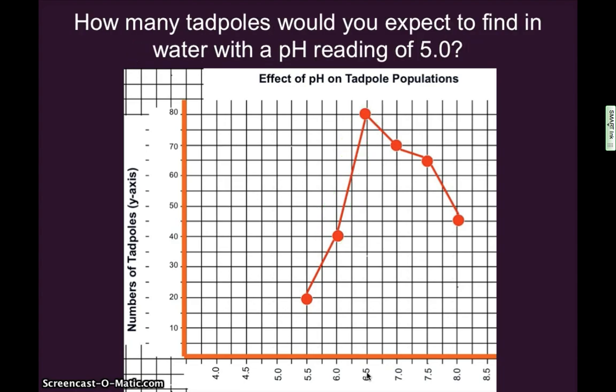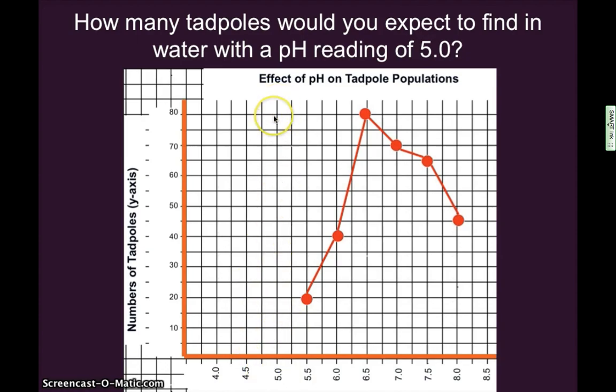On the next page, how many tadpoles would you expect to find in water with a pH reading of 5.5? So what do we need to do here? Well, we need to kind of predict where the data would be if it were represented on a piece that's not shown here. So we see a pH of 5 and there's no data here. There's no point anywhere. So where do you think the point would be?